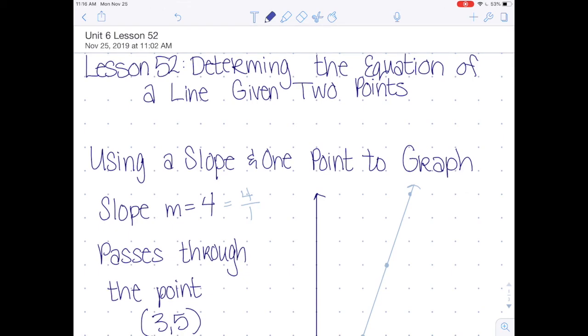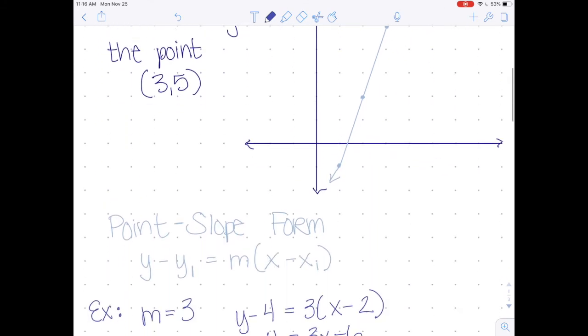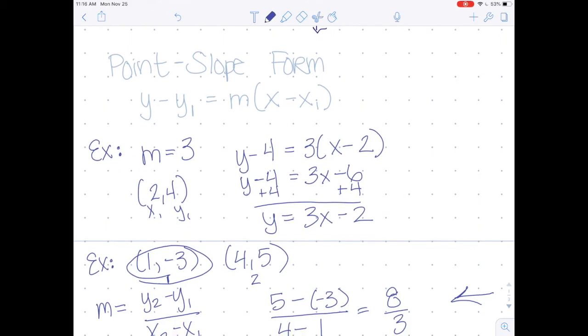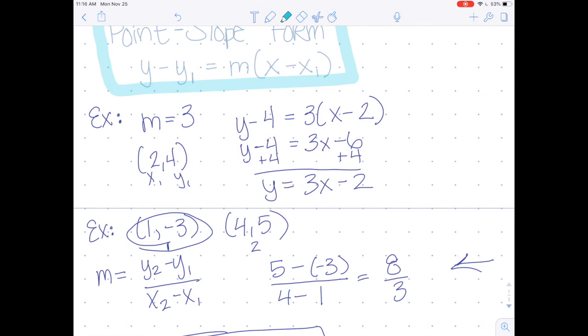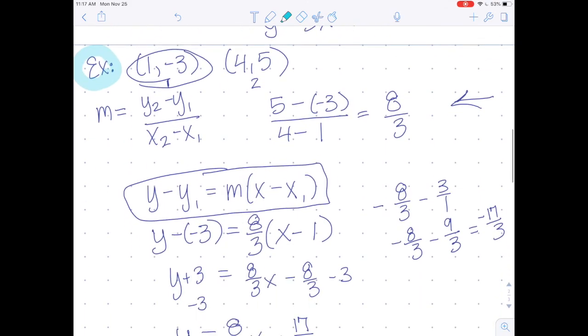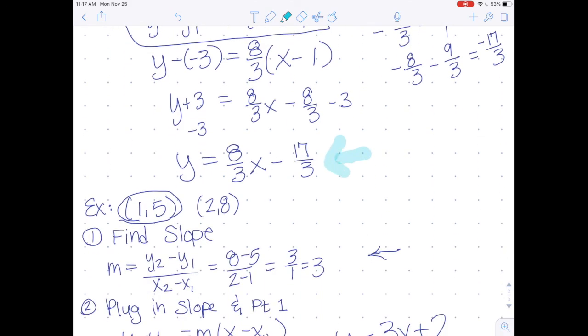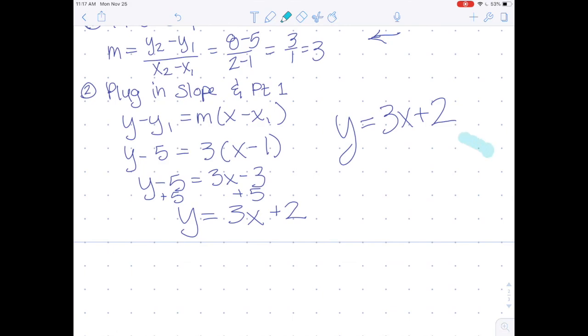So, quick review. Today we practiced graphing with the slope and 1 point. Then we talked about point slope form, which is our brand new equation for this lesson. And then we practiced how you can use slope and 1 point to write it, which is what we did in this example. And then we used 2 points in the next 2 examples to solve and get the equation that we needed in point slope form instead of slope intercept like we were doing before.